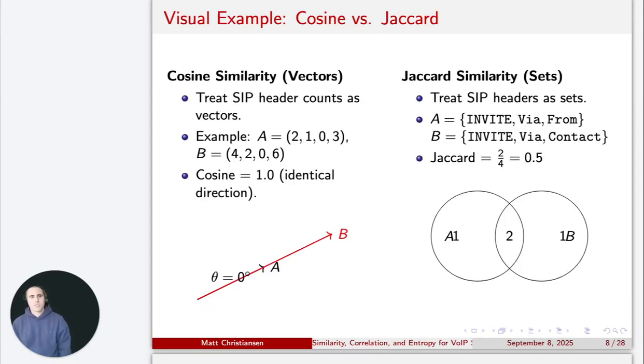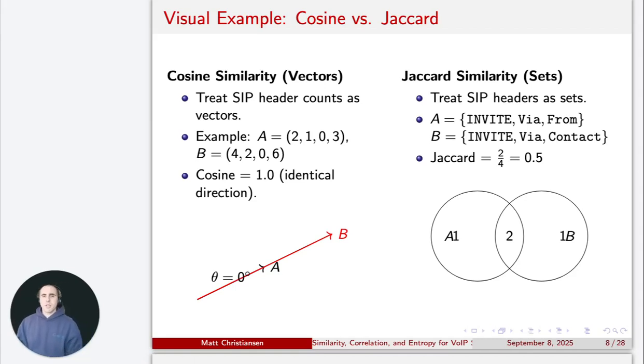And so this is a visual example of cosine similarity. It treats SIP header counts as vectors. We have vector A, 2, 1, 0, 3, and then vector B, which is double of A. We see that they're going in the same direction, but B is twice as long.